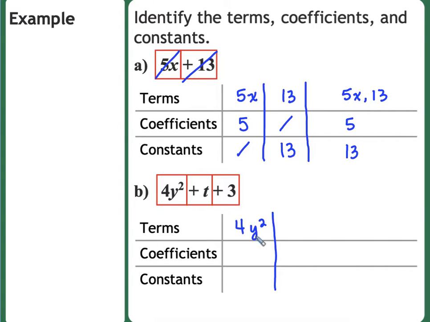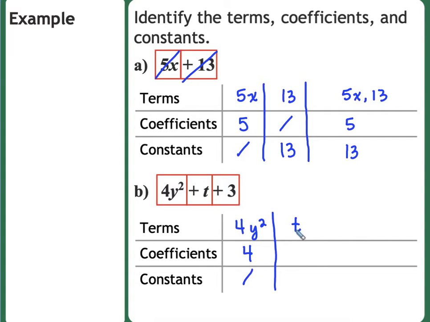What we're looking for is the factor with our variable, which is 4. 4 is our factor, that is our coefficient, and since there is a variable, this term does not have a constant. Alright, now on to one that's a little more tricky.